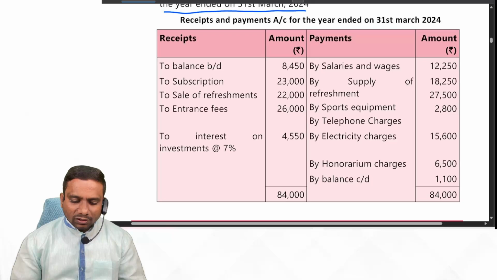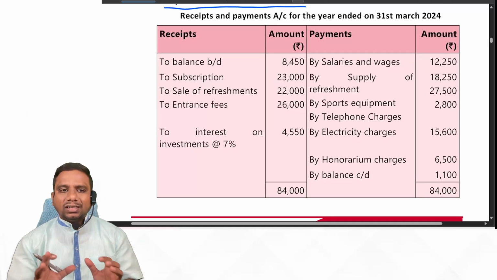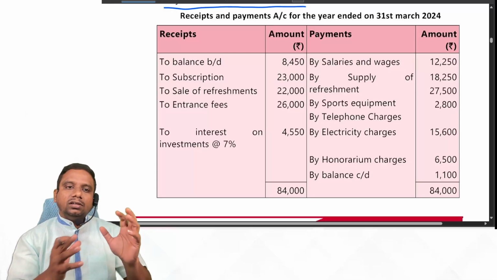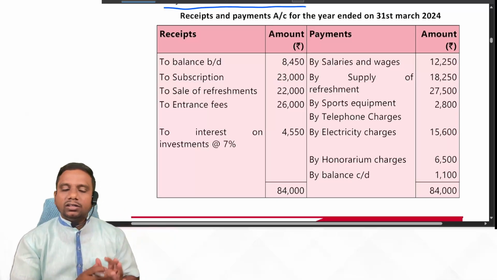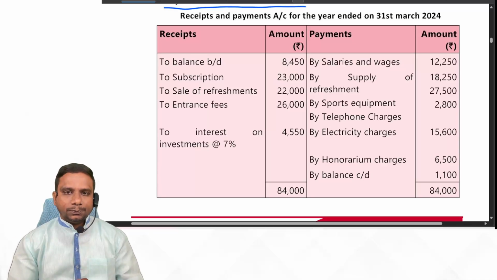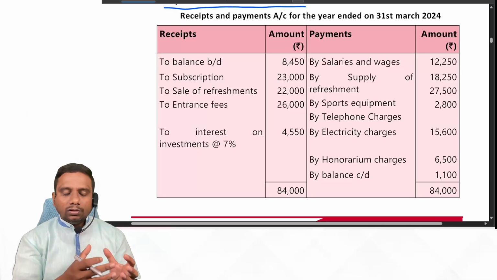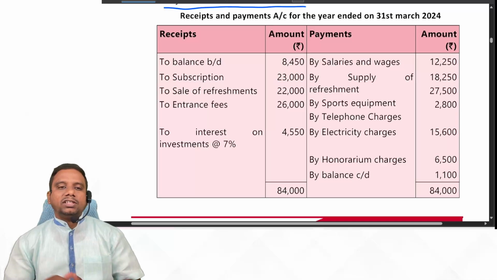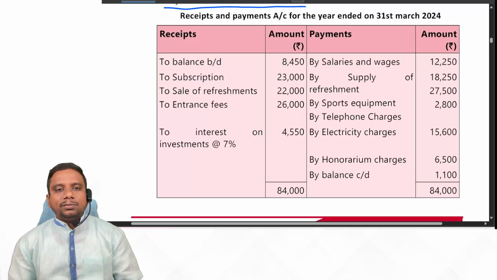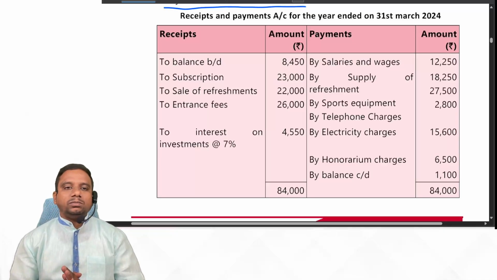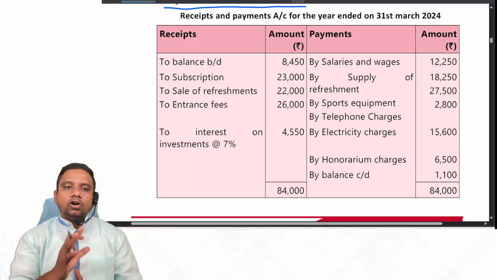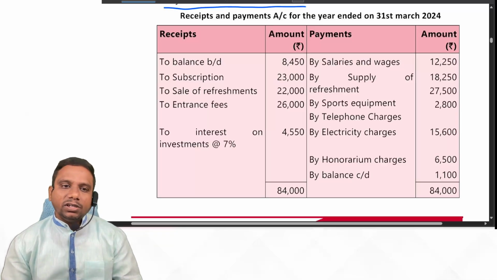So here they have given receipts and payments account. Receipts and payments account contains opening balance of cash, closing balance of cash, and debit side revenue receipts less credit side revenue expenses and capital expenses. While we are preparing income and expenditure account from receipts and payments account, we have to take only revenue items. Capital items are not taken to the income and expenditure account. At the same time, opening balance and closing balance of cash also are not taken to the income and expenditure account.